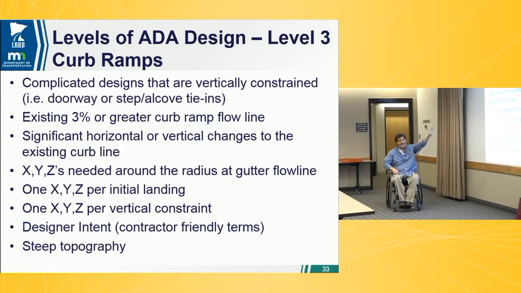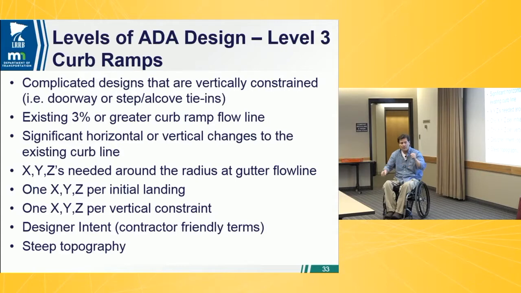You want XYZs on that flow line. Significant horizontal or vertical curb changes, put that information in the plan. XYZs needed for that stuff. 1 XYZ per landing, 1 XYZ per vertical constraint. Designer intent, that's what we're talking about. Like Tim talked about, raise the curb line 4 inches. Yep, put that in the plan.